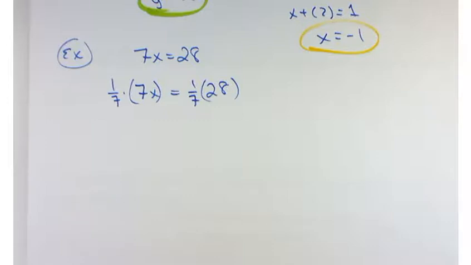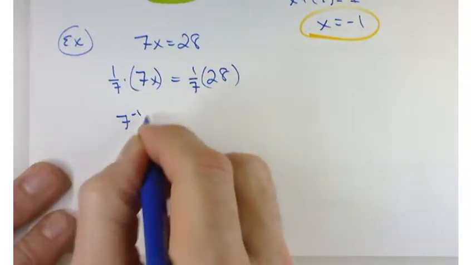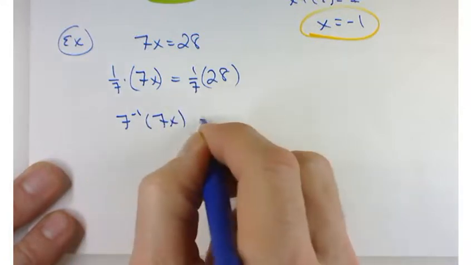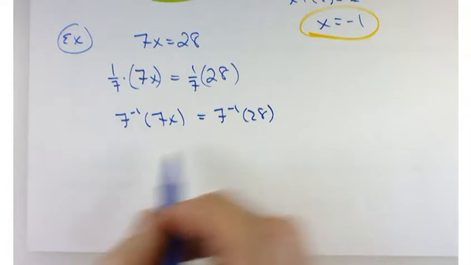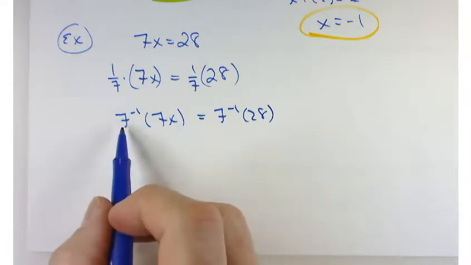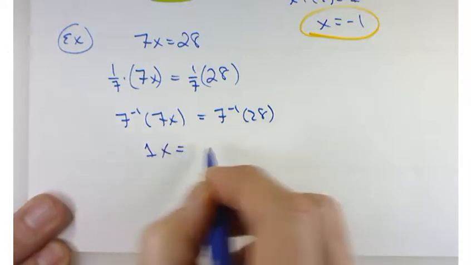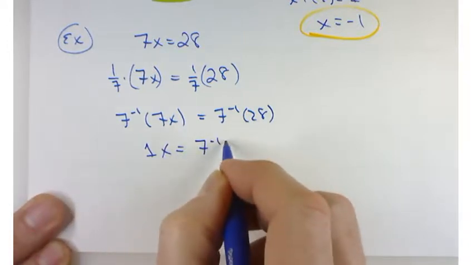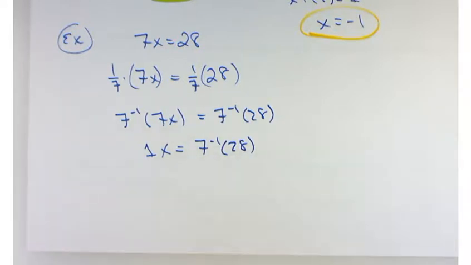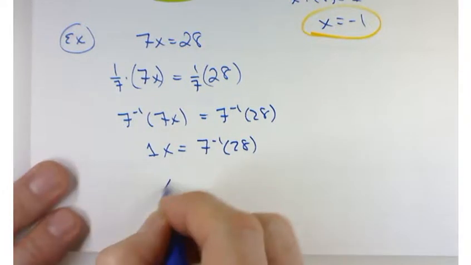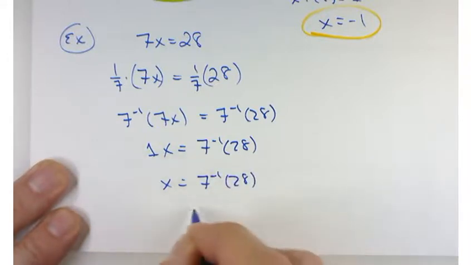And 1/7 is really the reciprocal of 7. So it's 7 to the negative first power times 7 times x, equals 7 to the negative first power times 28. When I multiply a number by its reciprocal, I get 1. And then my solution is just the answer to this: x equals, I'll leave it like that, 7 inverse times 28, that's 4.